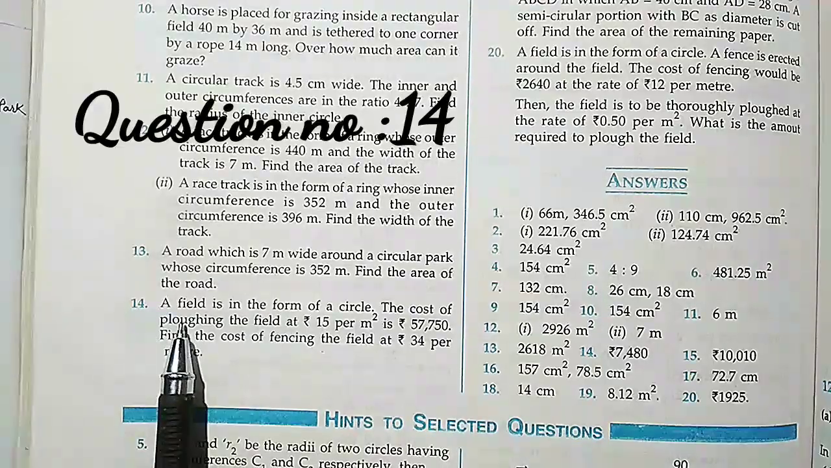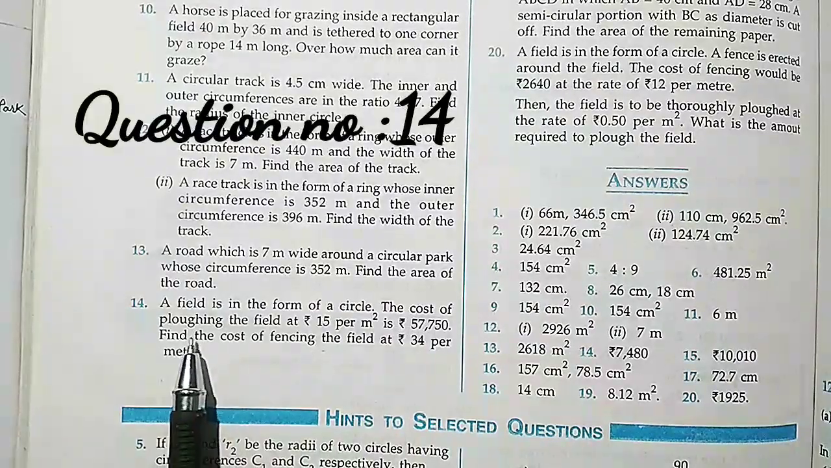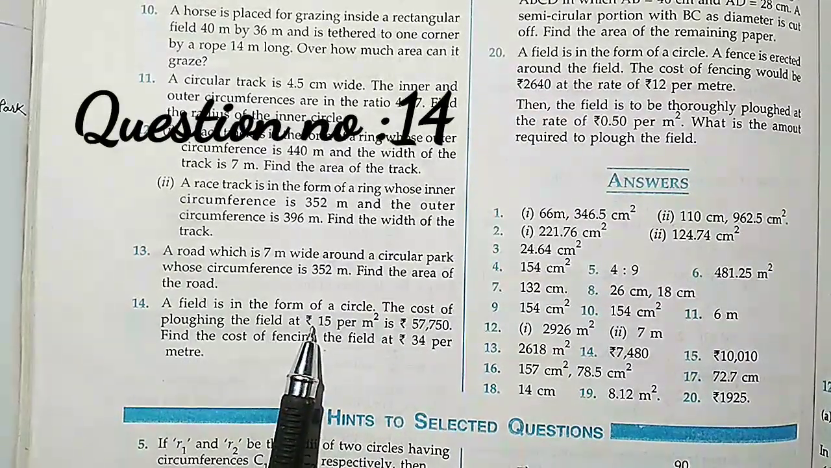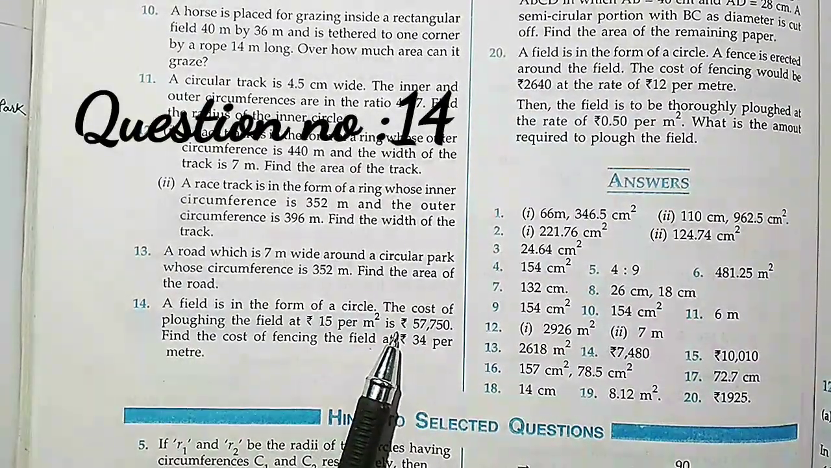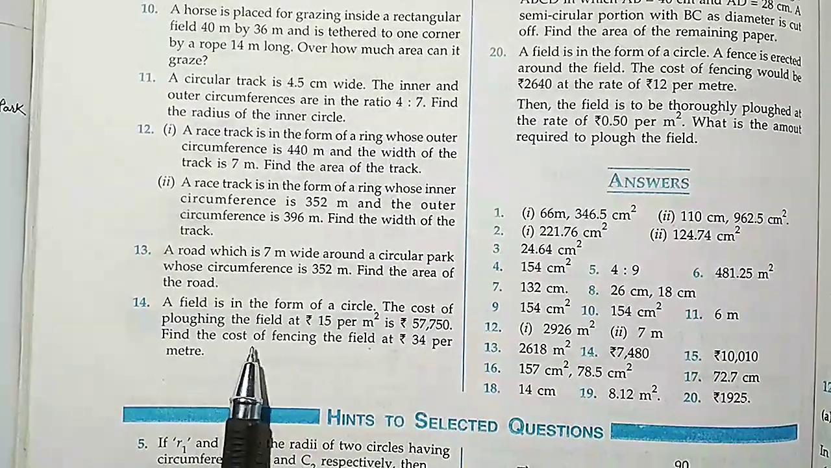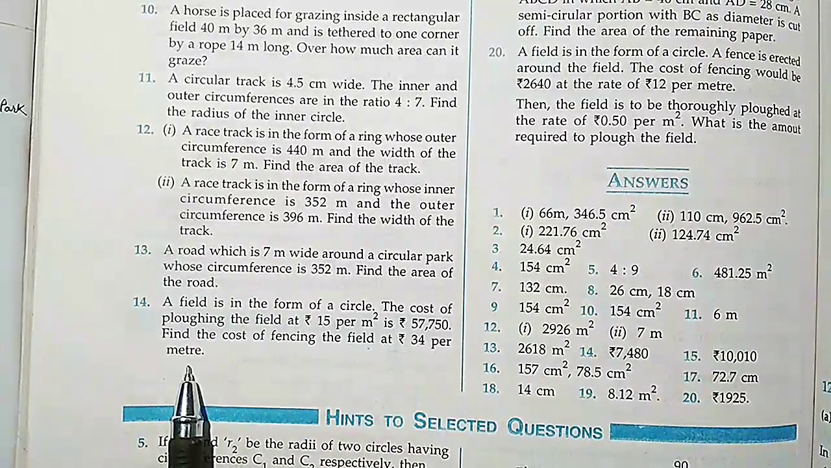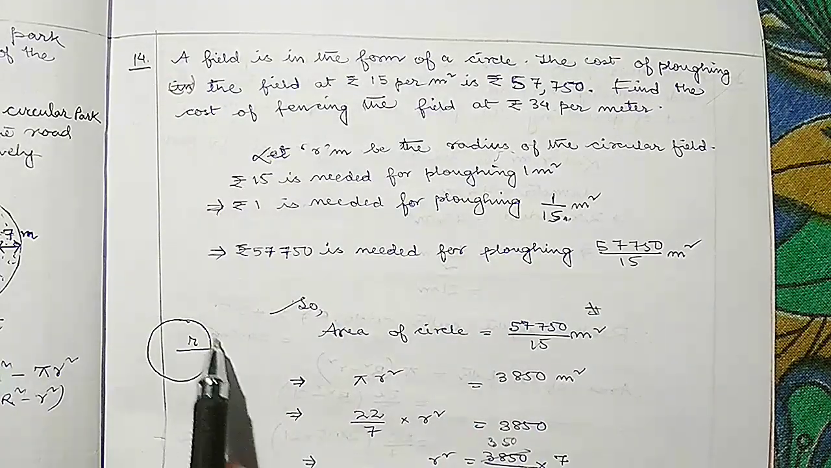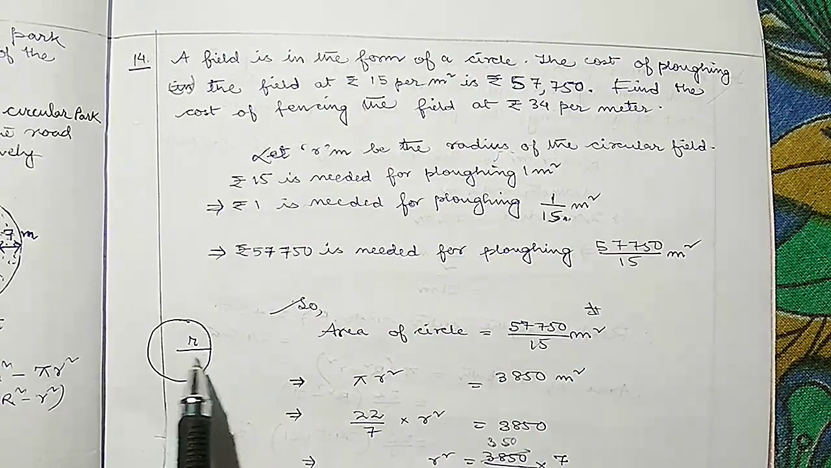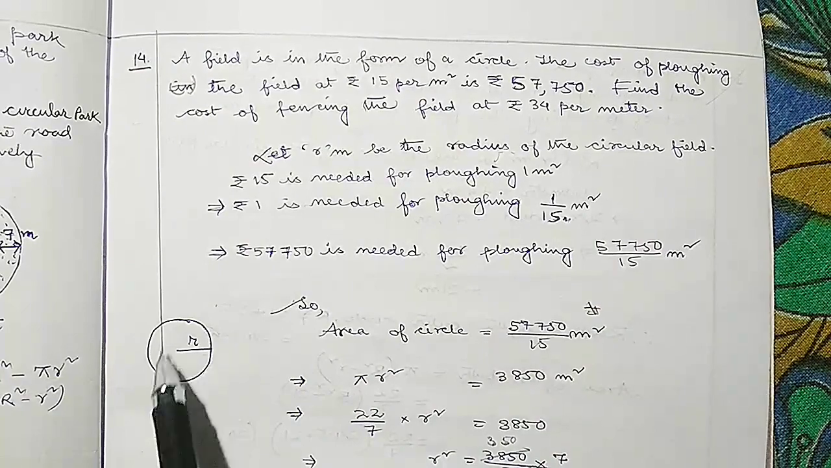The question is: a field is in the form of a circle. The cost of ploughing the field at rupees 15 per meter square is rupees 57,750. Find the cost of fencing the field at rupees 34 per meter. Suppose this is the circular field whose radius is r. Let r meter be the radius of the circular field as I have drawn here.